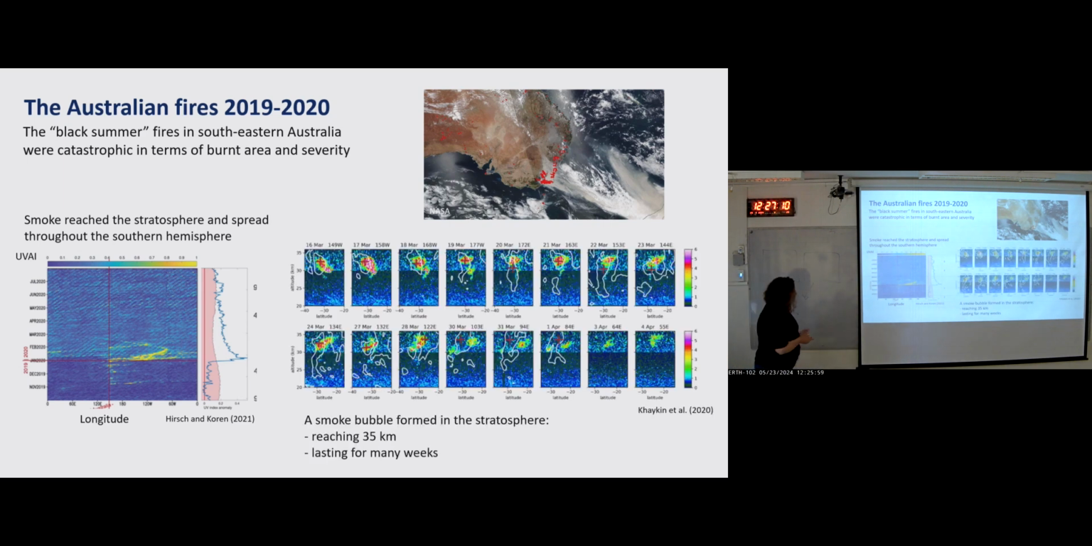Another interesting thing that happened in this fire, and there are a few other papers, is that a smoke blob or smoke bubble formed above the fire. East of New Zealand, they saw in the stratosphere a smoke bubble that lasted for a few weeks, even months. It was rising and rising because it was a self-sustained system at a certain point, and it reached all the way up to 35 kilometers, traveling to North America, and then it moved back, and they were tracking it. We were interested in what happens from the fires themselves to how we reach the smoke bubble.